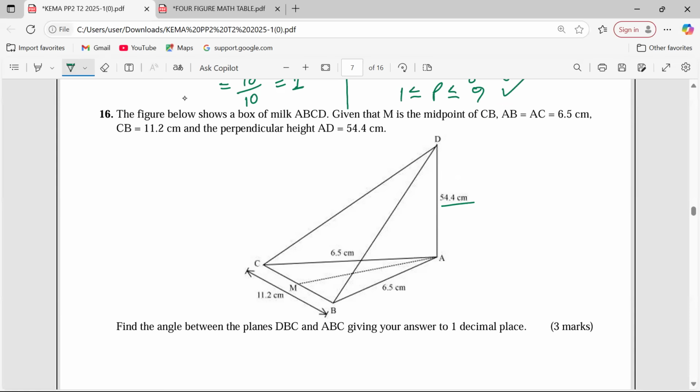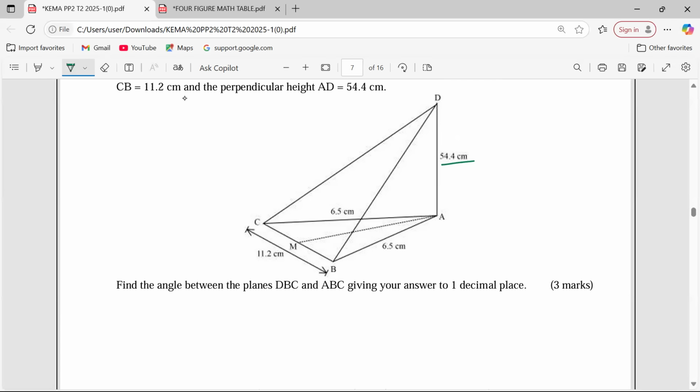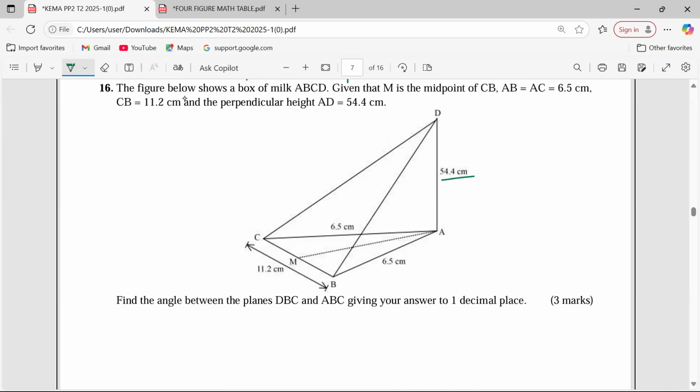Then what are we finding? Find the angle between the planes DBC. We can see the plane is here. And ABC, which is the base. Give your answer to 1 decimal place.